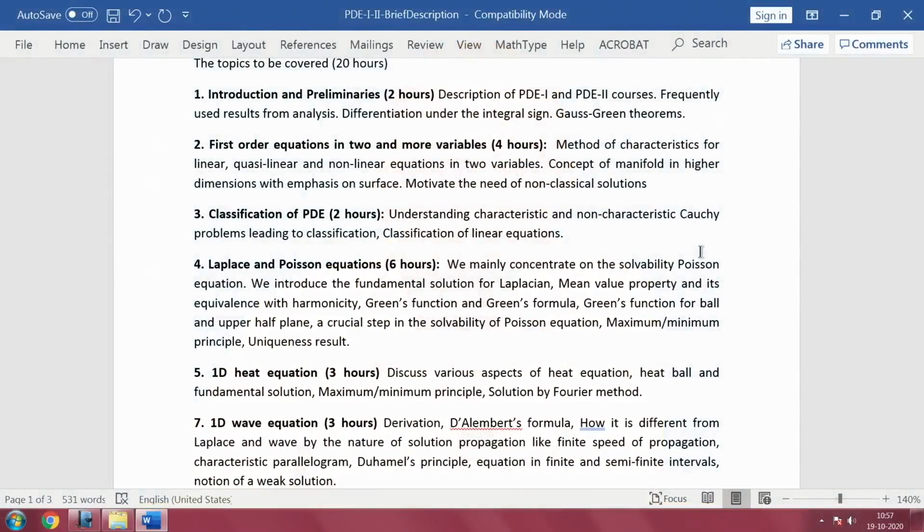After that, as I will describe in my second lecture today, comes the importance of classifying PDE, as it is not easy to understand PDE. So, you have to understand the concept of characteristic and non-characteristic Cauchy problems, which will lead to what is called a classification, which we will do in 2 hours. Once classification is done, we will move on to study the second order equations.